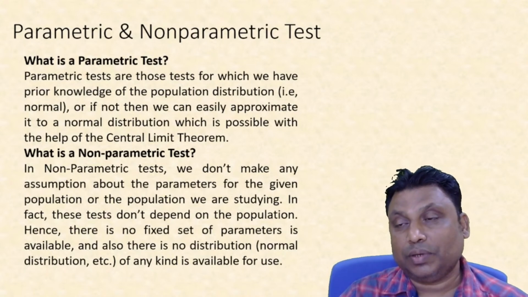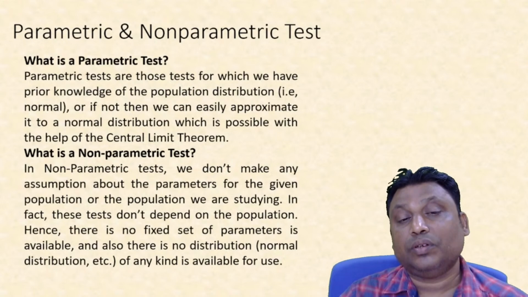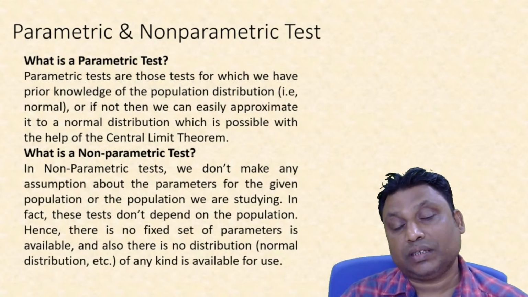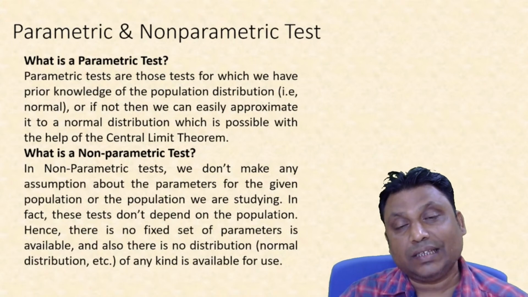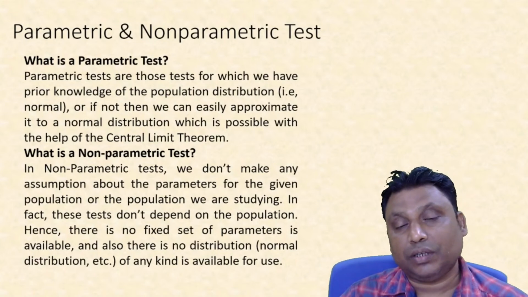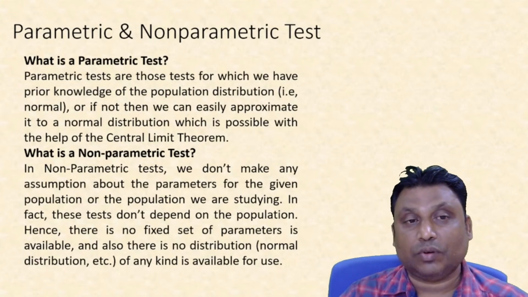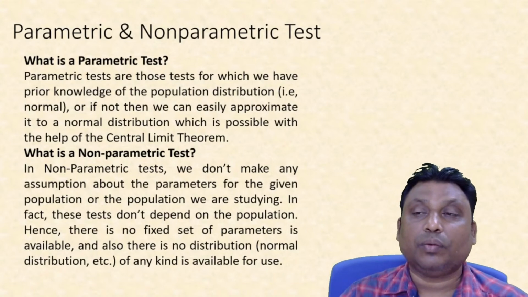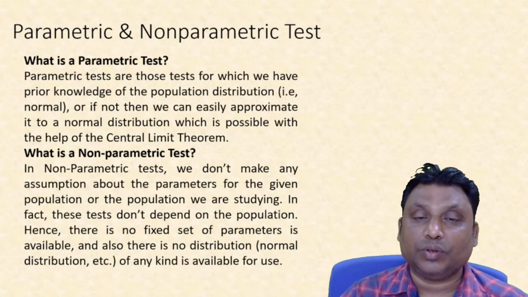We use the formula z equals sample mean minus the population mean, divided by standard deviation over square root of n. This technique is used for the parametric test, and we use the z and t statistic values to find the solution. But in some cases we are unable to use the parametric test to find the solution. At that time we have to use the non-parametric test.